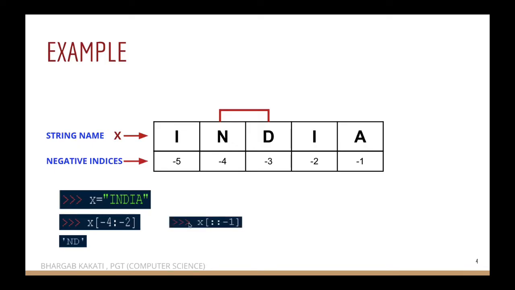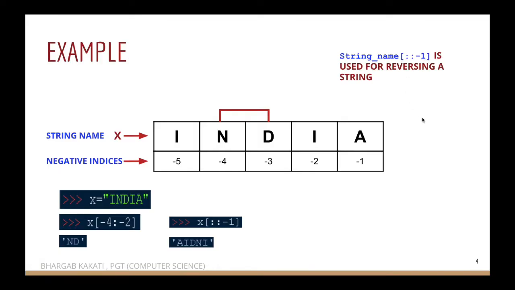Now, one more trick is here. If I want to reverse a string, then the syntax is string name[::-1]. So, if I write x[::-1], what will it do? It will simply reverse the string. So, INDIA would be read as AIDNI. What it has done? It has simply reversed the string. So, the syntax string name[::-1] is used for reversing a string.